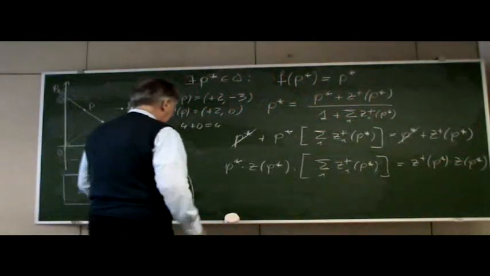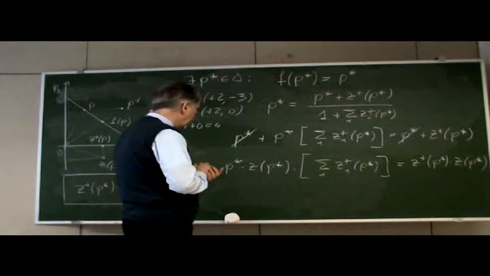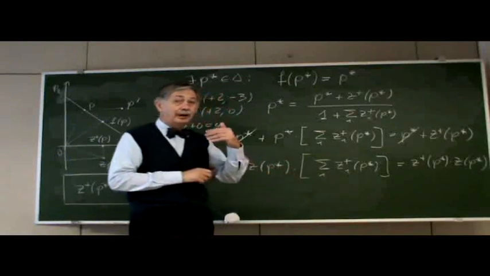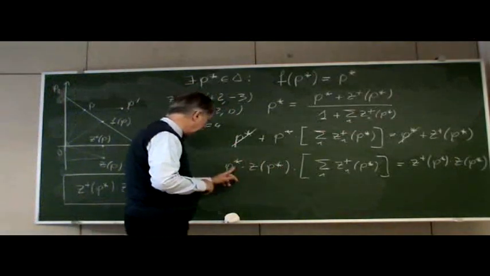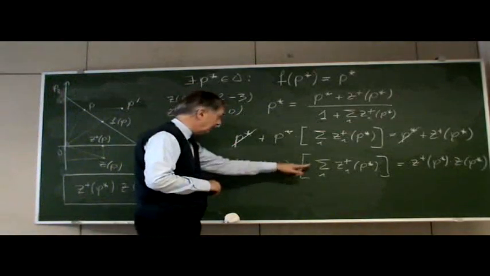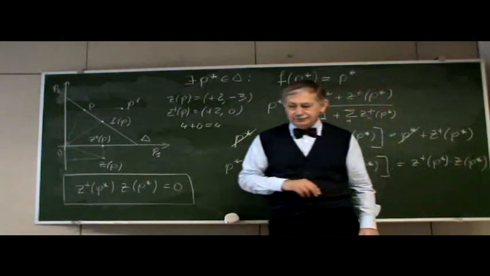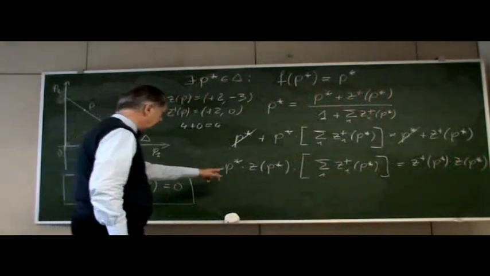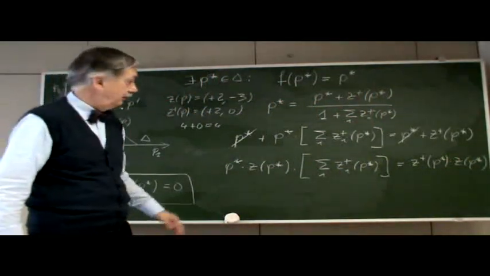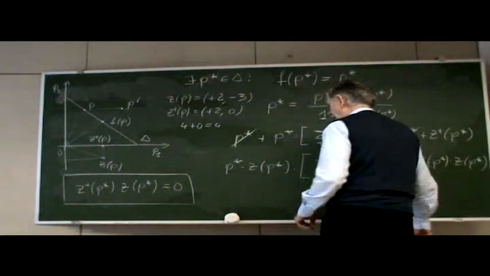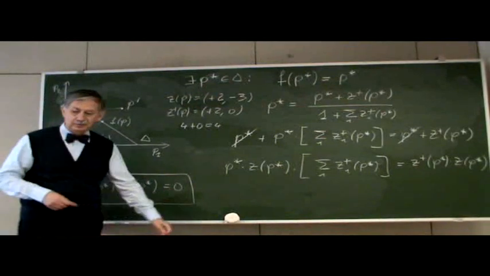But now, multiply both sides of this equality by Z of P star, the original vector of excess demand. You obtain P star times Z of P star times the scalar, equal to Z plus of P star times Z of P star. By Walras' law, this inner product is equal to 0. So all the left-hand side of this equality is equal to 0. And therefore, also the right-hand side, you obtain this equality.